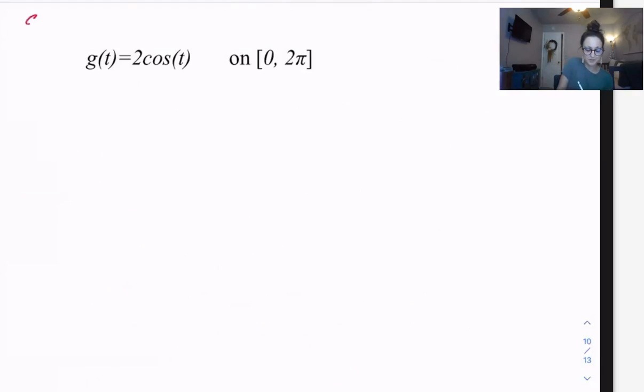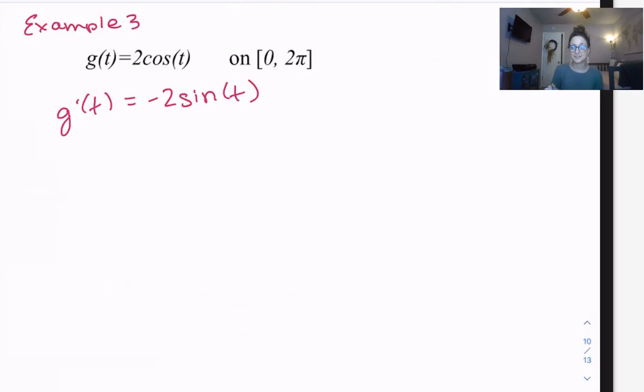All right, this is example 3. Will you go ahead and write this one and find me the first derivative, please? So I'm getting -2 sine of t. Again, this will never be undefined. That sine wave is nice and continuous. So let's set this equal to 0 to find the critical points.